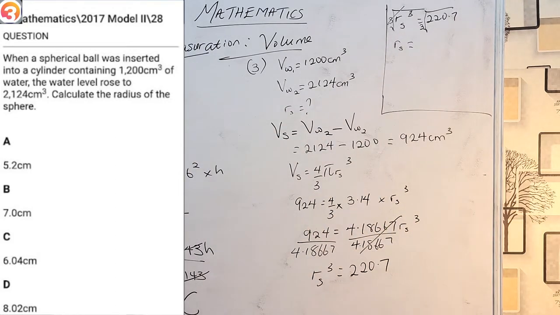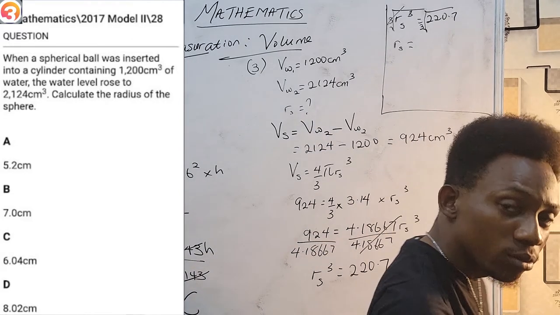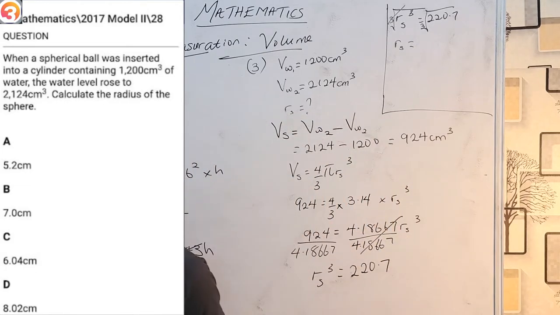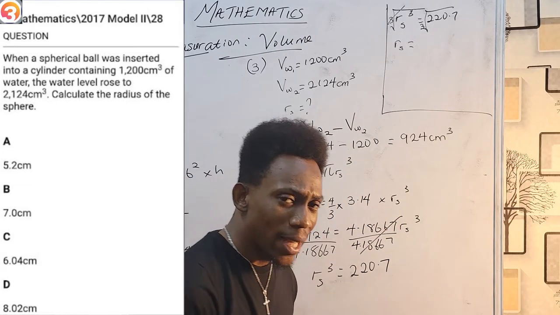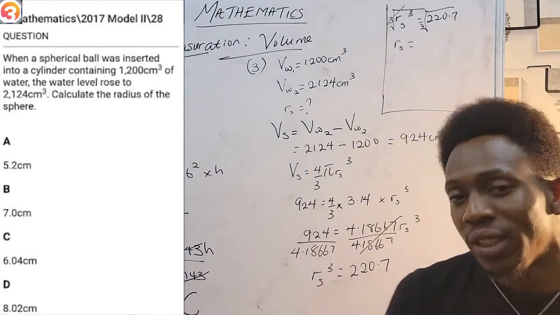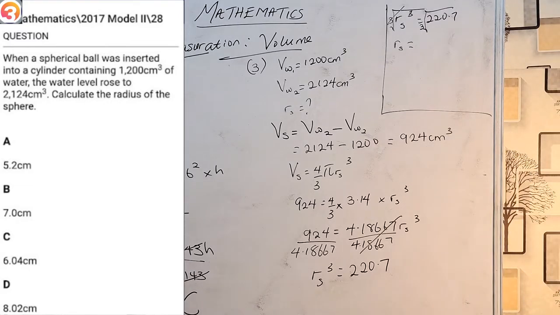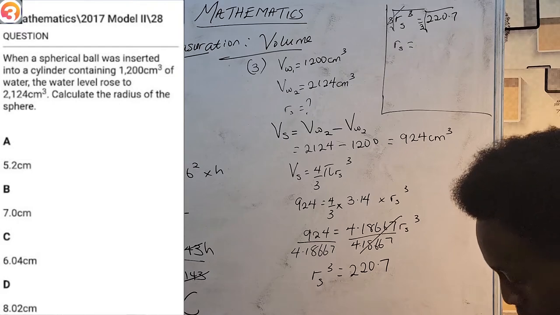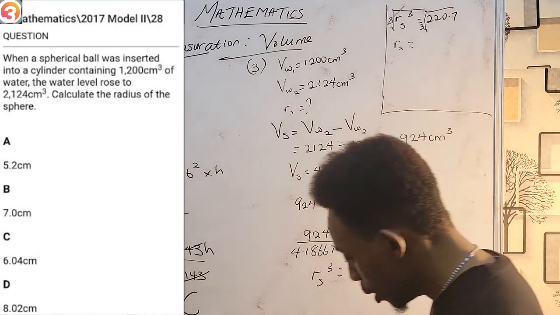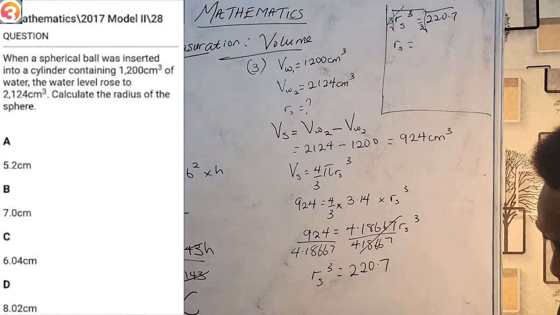We cannot find cube roots with our JAMB calculator. So what can we do? The easiest way to answer this question is with the process of elimination. If I cannot find cube roots, I know I can find the cube by multiplying a number by itself twice, it times itself times itself. So I'll simply go to my options and test them. Option A is 5.2. So I try 5.2 times 5.2 times 5.2. That is 140. Note my answer.